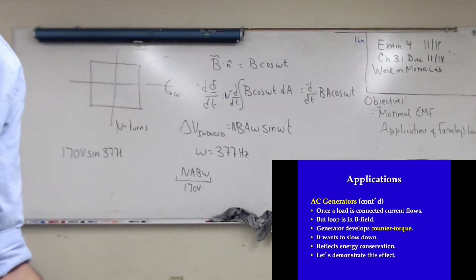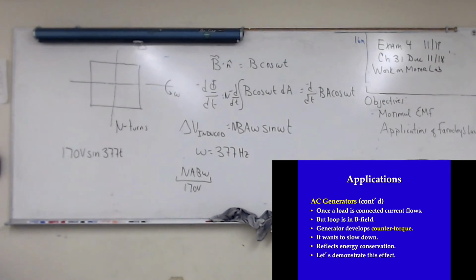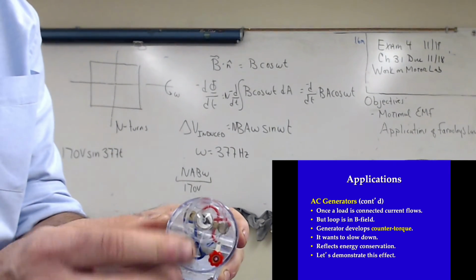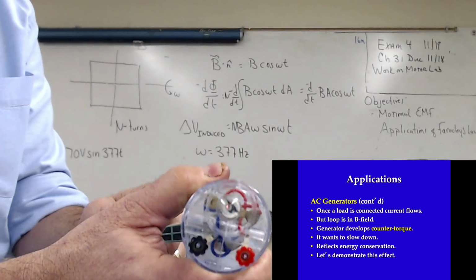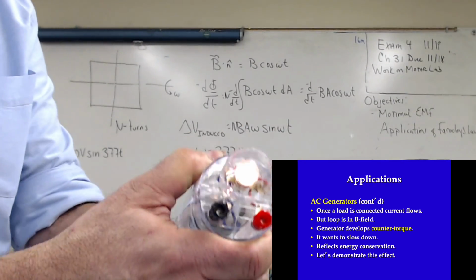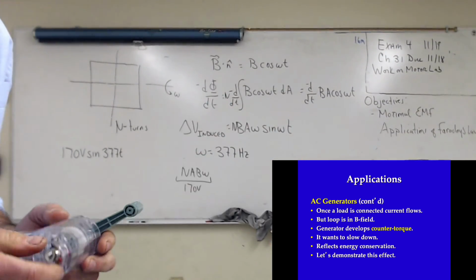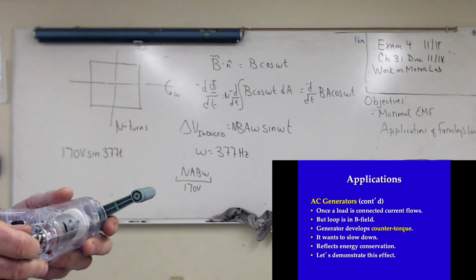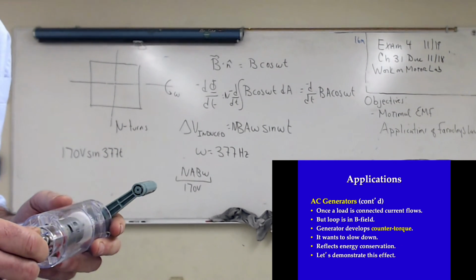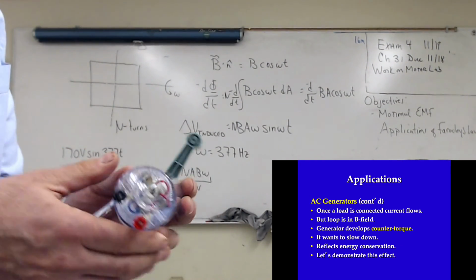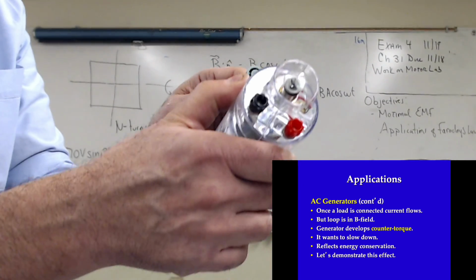Normally when the students are in class, I pass these around so they get to play with it. But once I connect something to it, I connect a load to it like this light bulb, it actually gets harder to spin. And the reason why it gets harder to spin is because when I put the light bulb in there, I have a load.